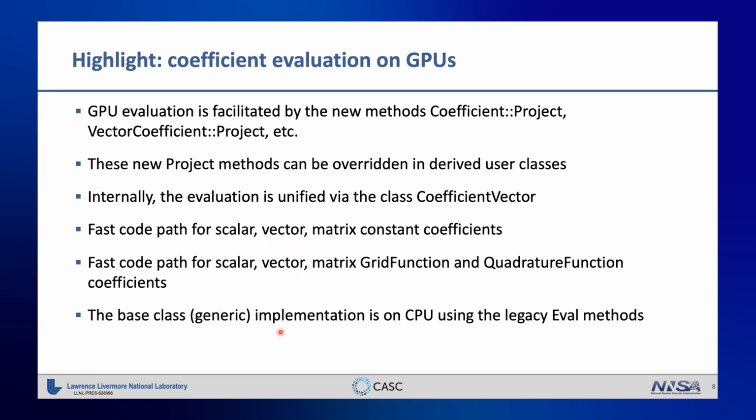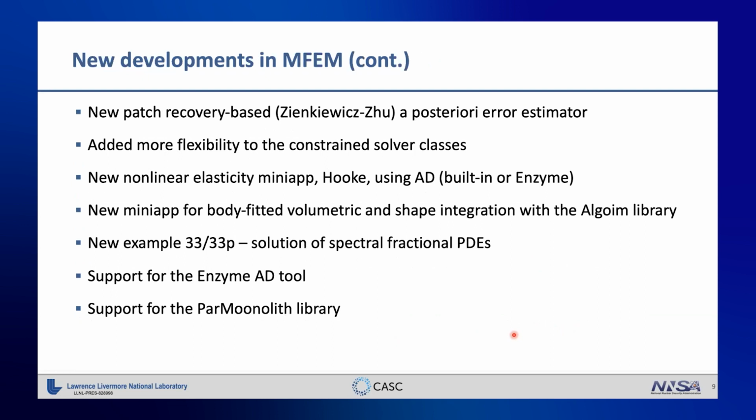And the base class, the generic implementation, just uses the legacy eval methods. So for any classes in MFEM or user classes that do not implement or overload project, they'll basically revert to the legacy eval method. So things will work, maybe not as efficiently as one would want, but they will work. Okay, so this is a summary of the coefficient improvement. So let's continue with some other developments.